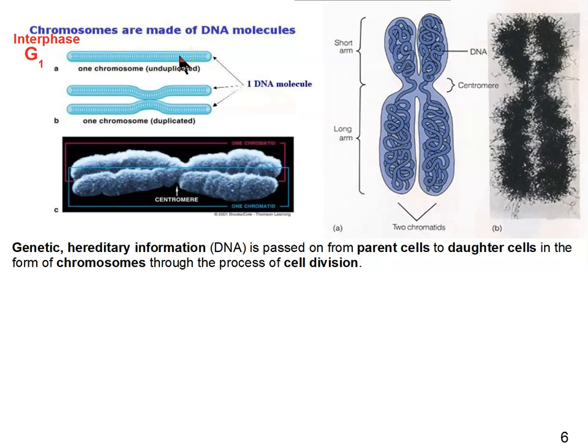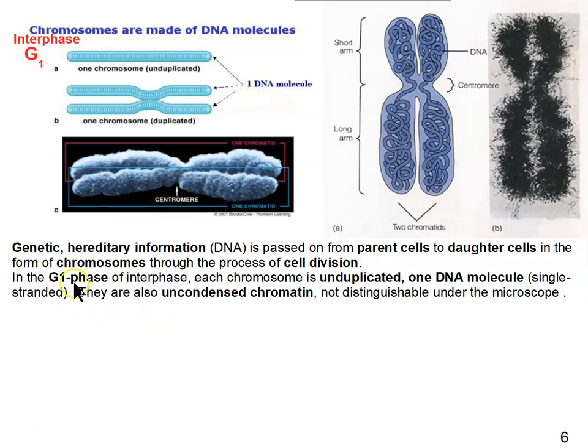So every molecule of DNA, notice that this is labeling one molecule of DNA. So this is one molecule, this is one molecule, this is one molecule of DNA. But in G1 of interphase, for each molecule of DNA, there is only one copy of it. All right, so that's what we refer to as unduplicated. So in the G1 phase of interphase, each chromosome is unduplicated, one DNA molecule. We also refer to that as single-stranded.